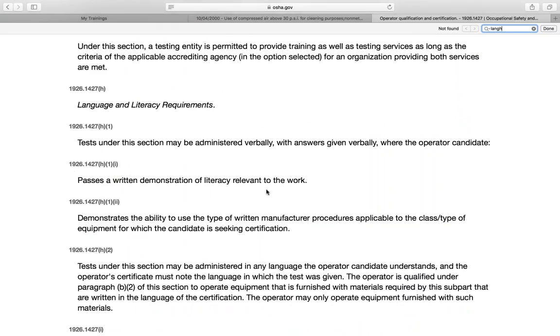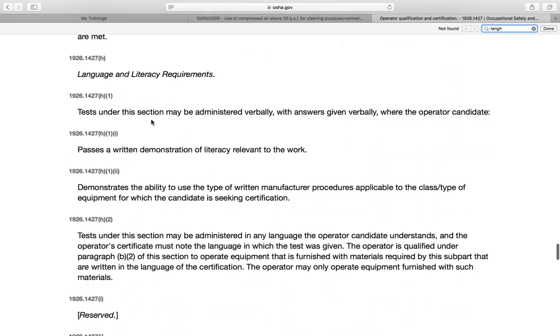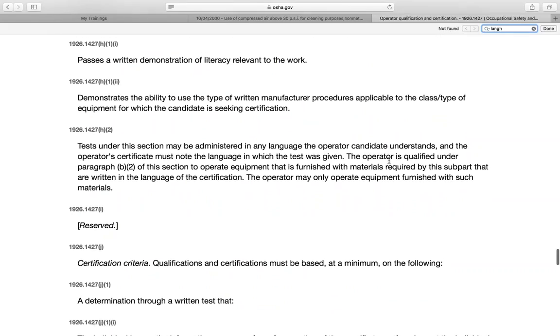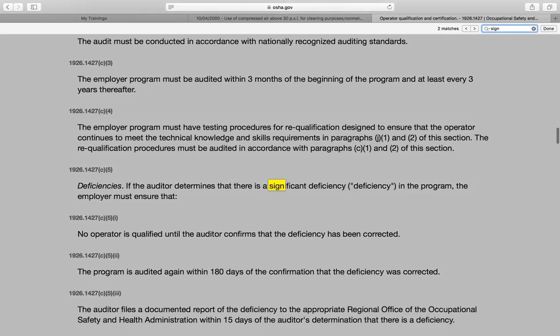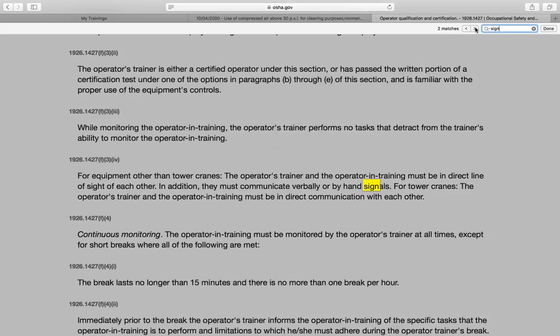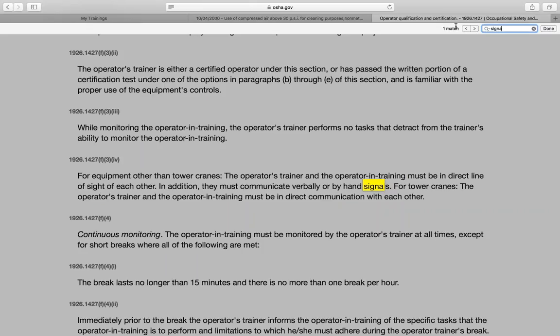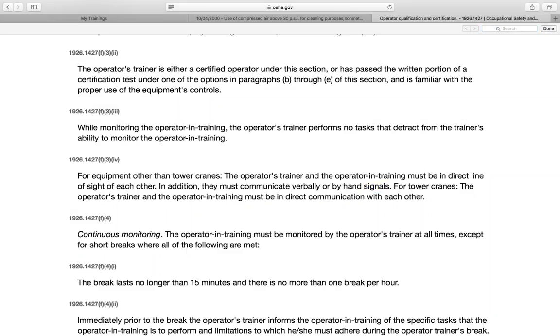Language and literacy requirements, right? Basically, if you look at it here, the test right under this section has to be administered in a language that the operator understands. So it's got to be in the language that the operator understands. And not only that, let me pull up signage now. Also in here, it tells us that it has to be in the language which they understand.